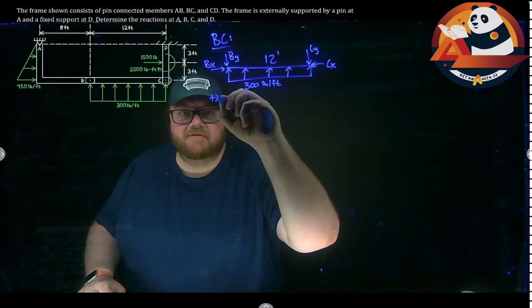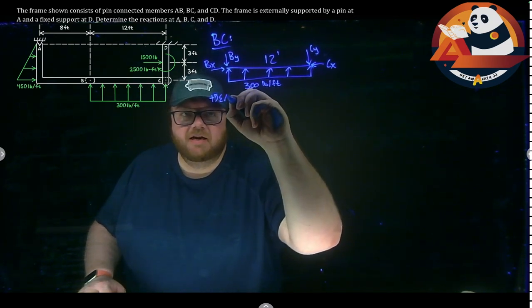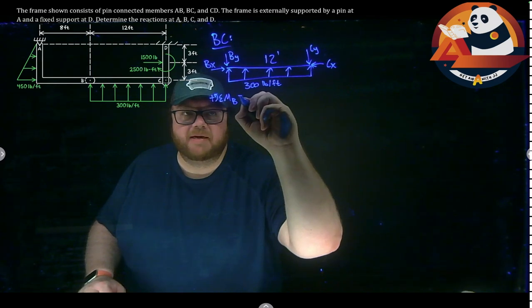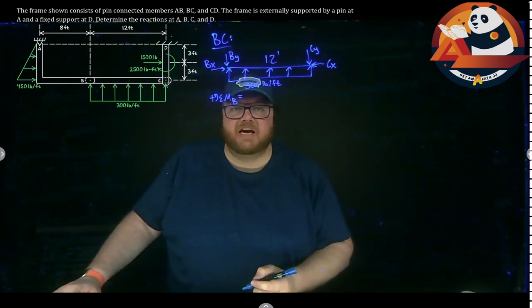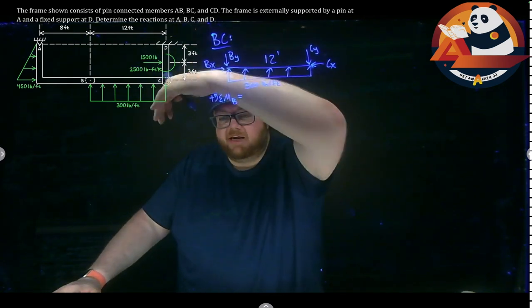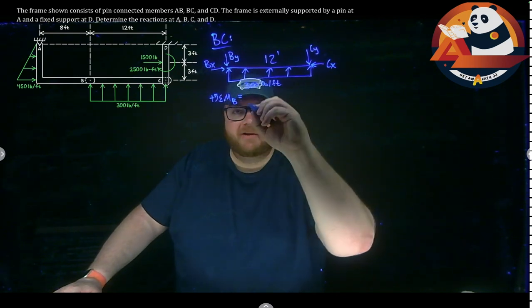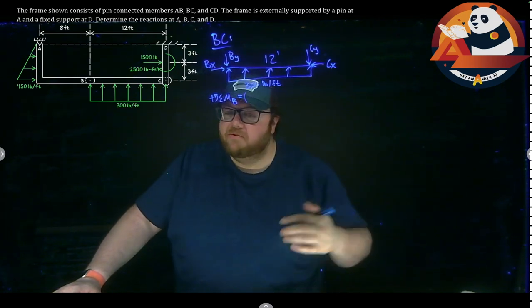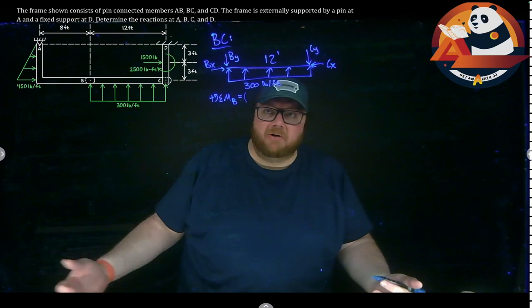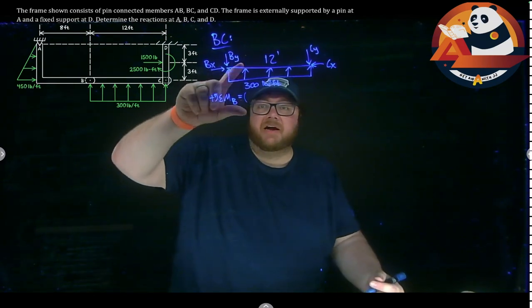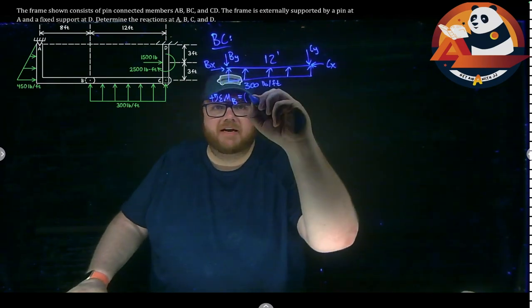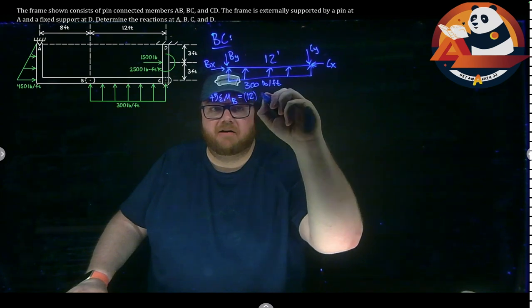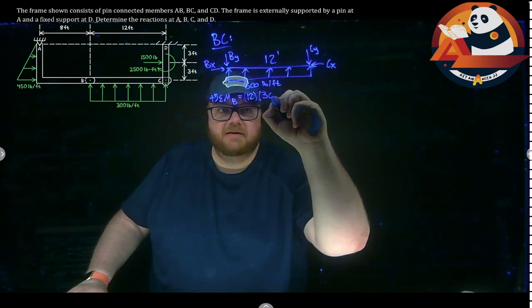With positive going counterclockwise, I'm going to sum my moments up about point B. That distributed load will be counterclockwise. If I'm dealing with a distributed load, I need force times distance still to get a moment. The force, though, is the area of this. The area of a rectangle is base, 12, times my height, 300.